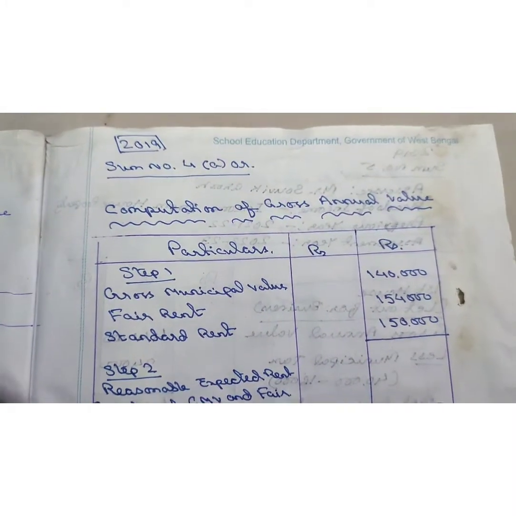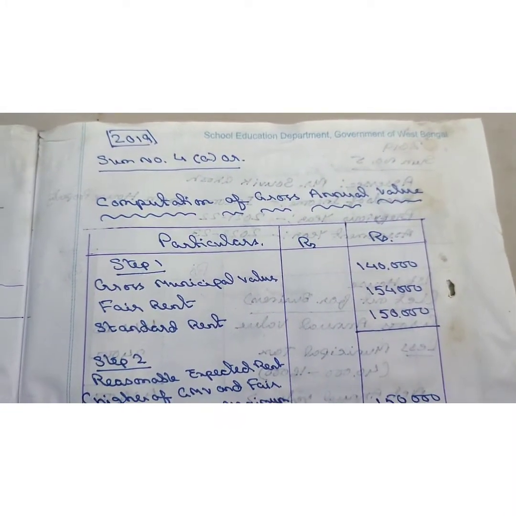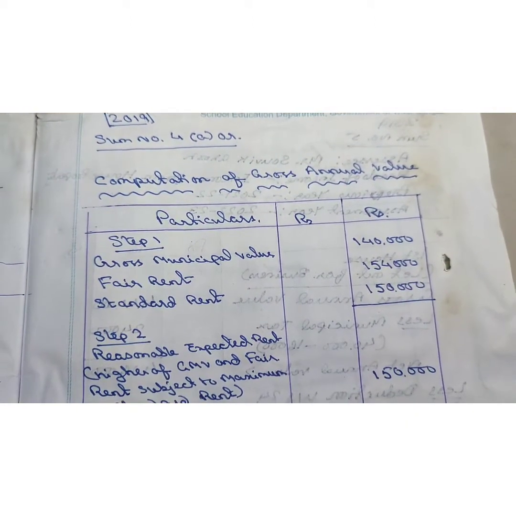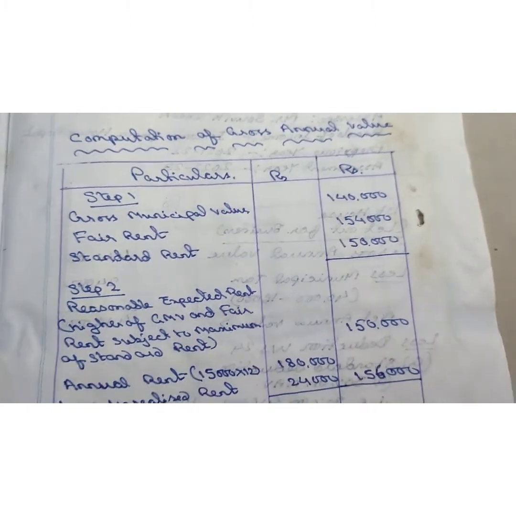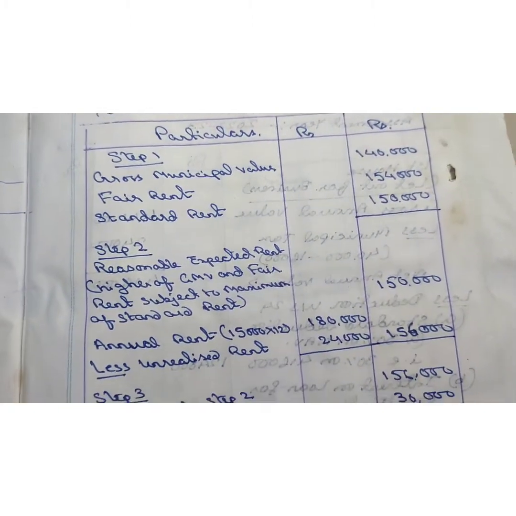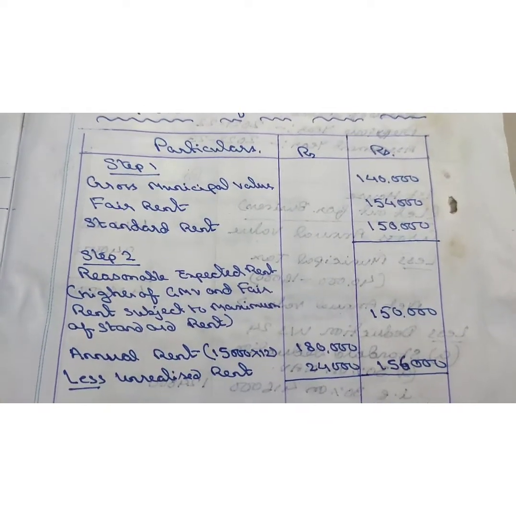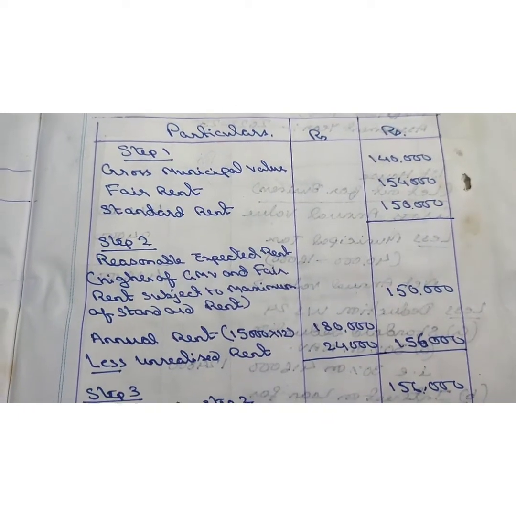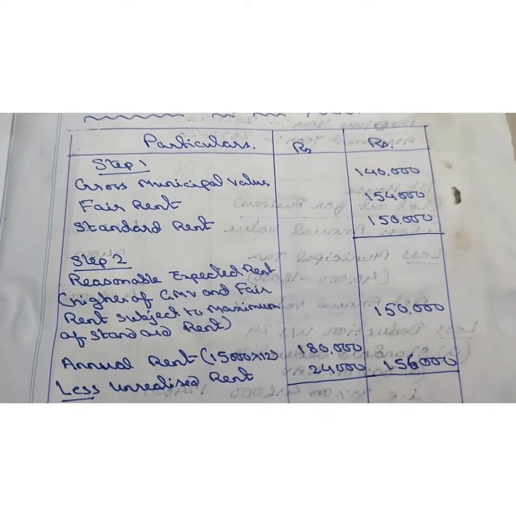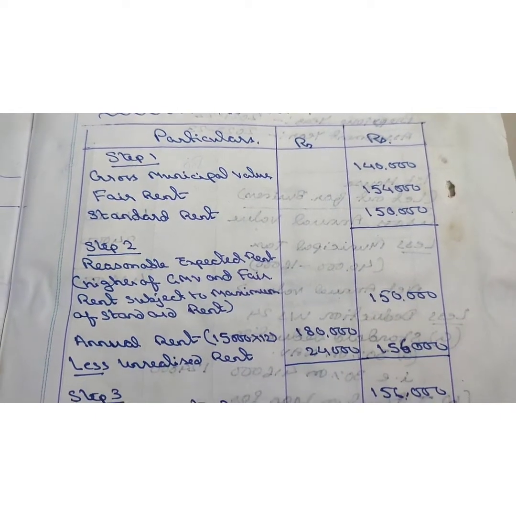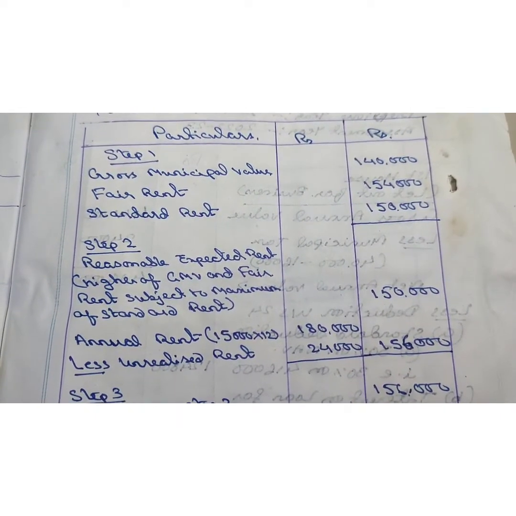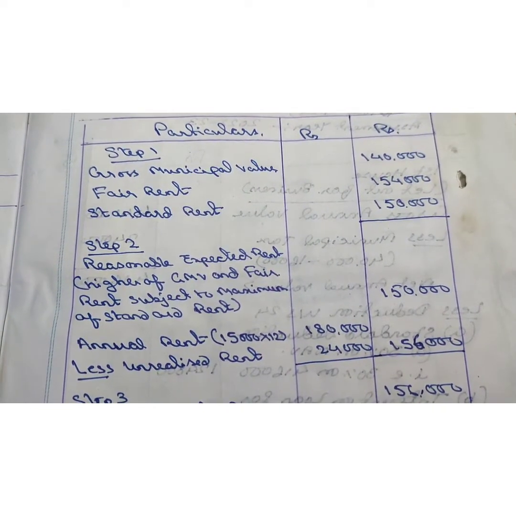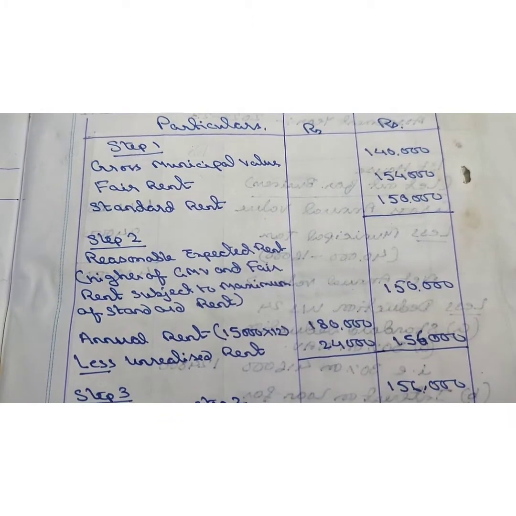Now this is the answer for question number 4A. The heading should be computation of gross annual value. There must be 2 amount columns because there is an unrealized rent; for calculation of unrealized rent, I have drawn another separate column. In step 1, first we have to compare 3 things: gross municipal value, fair rent and standard rent. Now gross municipal value is not given in the question, so we have to calculate first what the value of gross municipal value is.